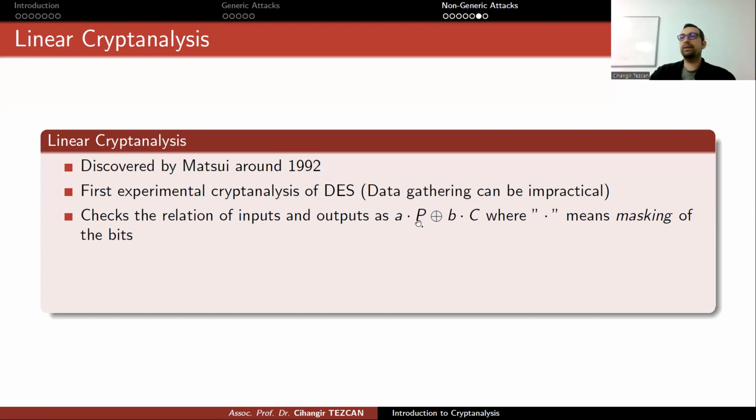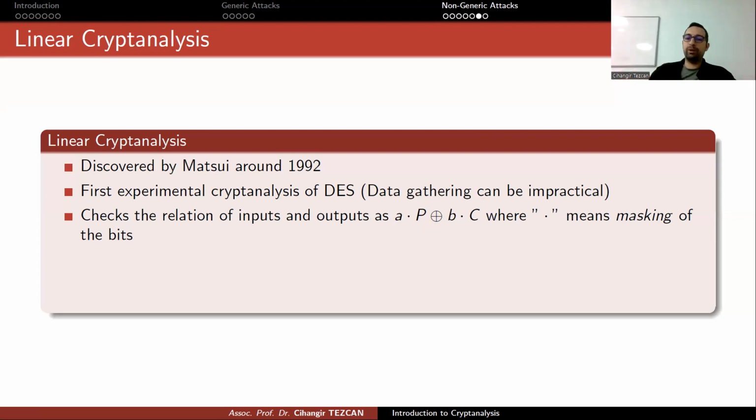P is your plaintext block, C is your ciphertext block. Here I'm performing a masking operation where I'm multiplying A with P, bit by bit, and then I XOR them. I do a similar thing with C. The choice of A and B is the distinguisher you find. At the end, since you are XORing everything, the result will be either 0 or 1.